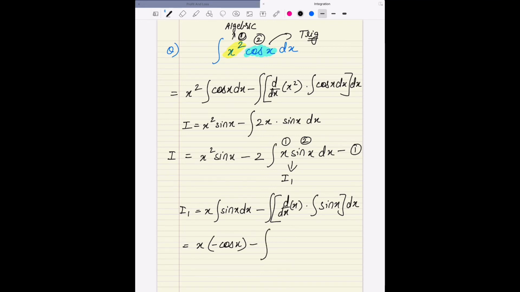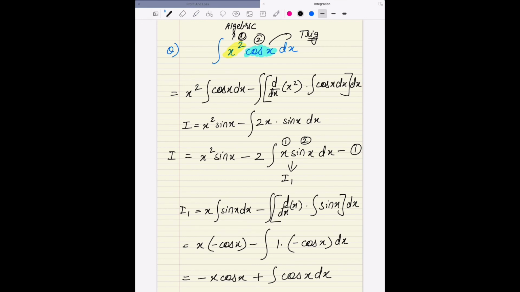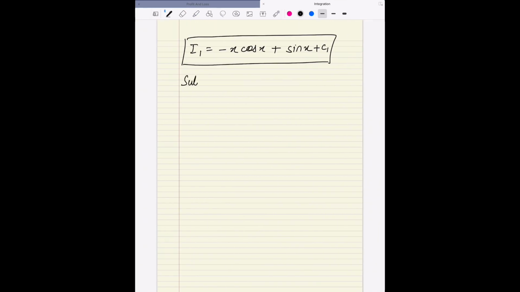Minus integral of differentiation of x, which will be 1. This is the same, so you can copy and paste this from the previous result. So we get minus x cos x. Minus minus becomes plus, so plus integral cos x dx. Now let's integrate cos x and we have our I1. So minus x cos x plus sin x. This is our I1. Also put a C1 just to indicate that we are placing the integration constants.